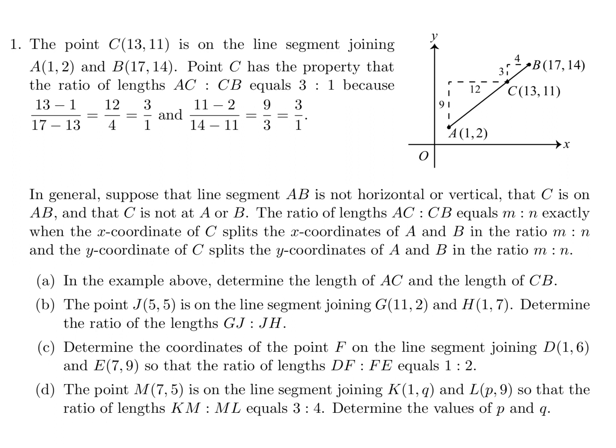In general, suppose that the line segment AB is not horizontal or vertical, that C is on AB, and that C is not A or B. The ratio of the lengths AC to CB equals m to n. And that is when the x-coordinate of C splits the x-coordinates of A and B in the ratio m:n, and the y-coordinate of C splits the y-coordinates of A and B in the ratio m:n.